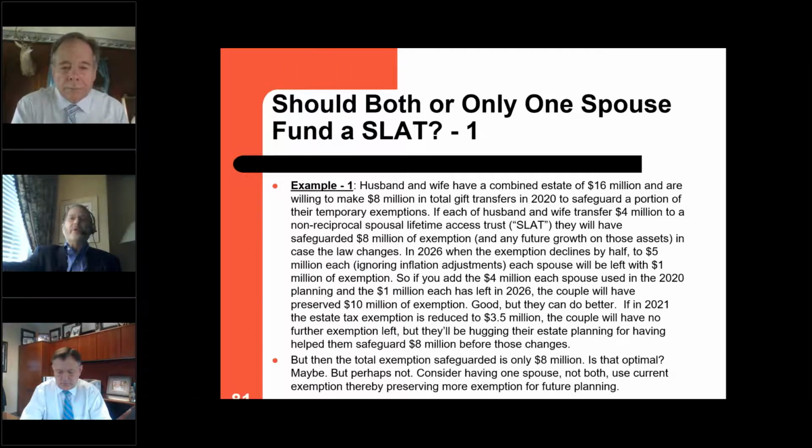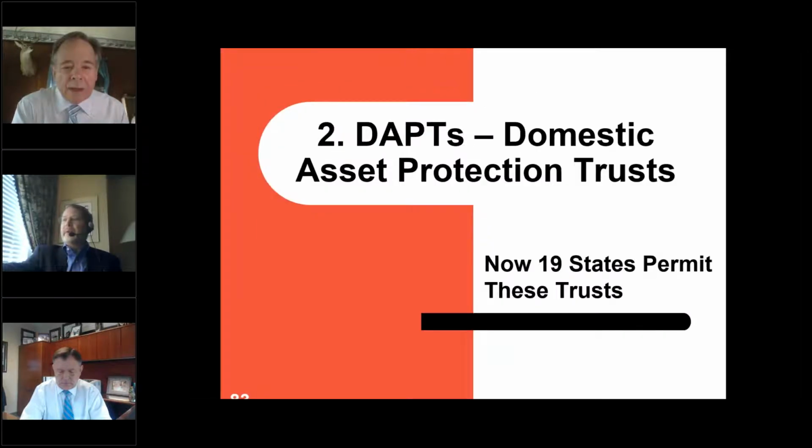If they both created SLATs for 4 million, neither of them has any exemption left. Yeah, now, Marty, let me interject here that I didn't finish my thought. Remember, I gave an example of your client who only says, I'll use 8 million of my $11.5 million exemption because I think it'll never go down below 3.5 million.